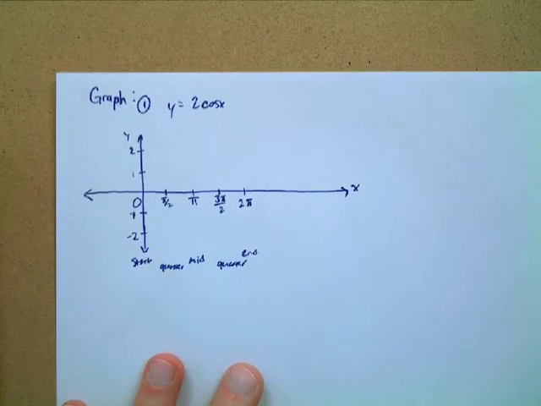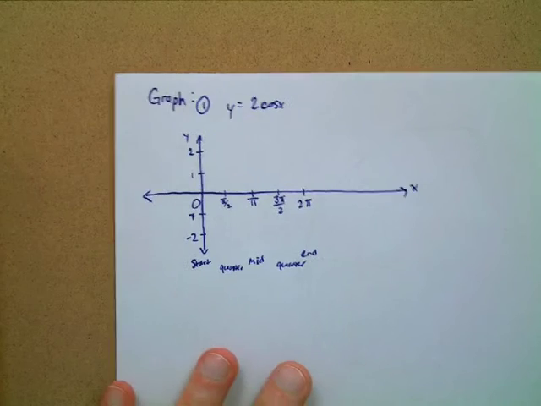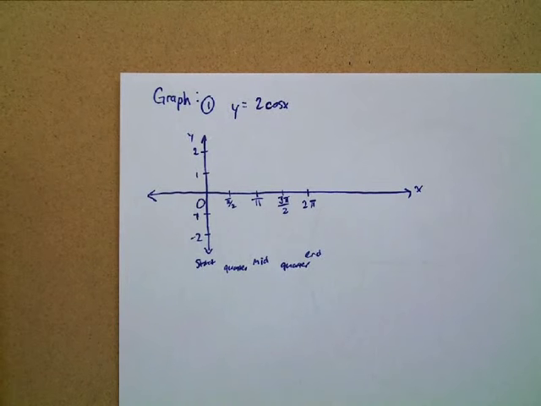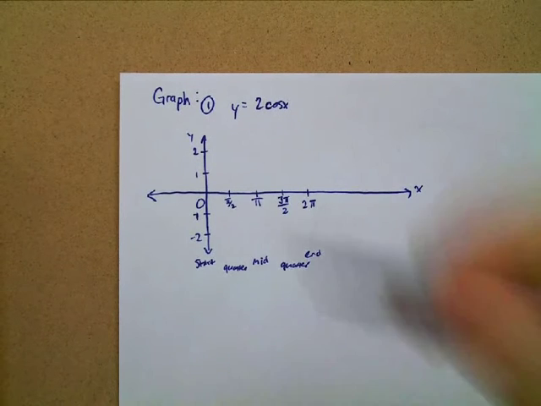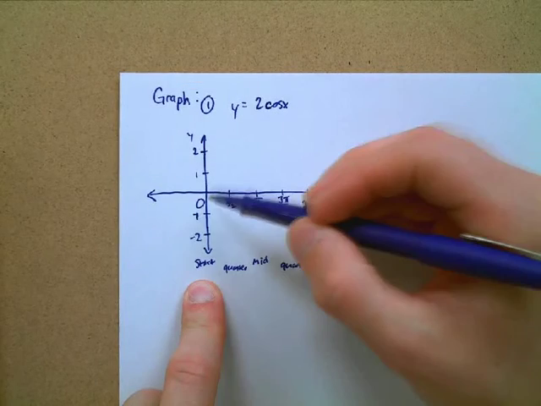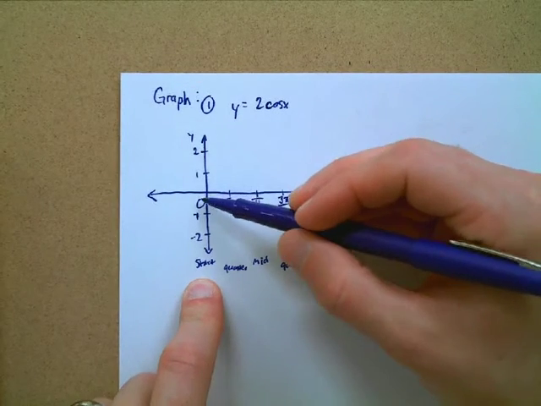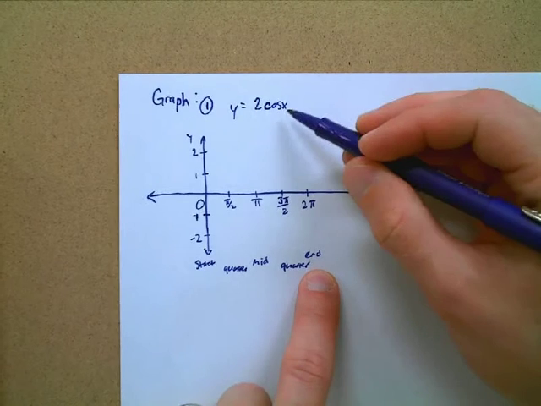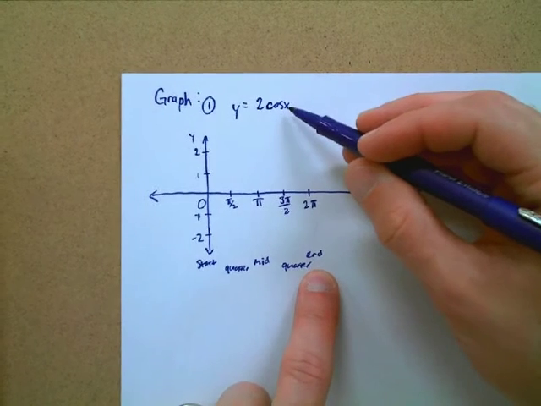Okay, so this is how we're going to be graphing things by hand. You're going to find the starting point of your period, which, since we didn't shift left or right, is going to be 0. Then you're going to find the ending point of your period, which, again, because we didn't shift left or right or stretch or shrink horizontally at all, is going to end at 2 pi later.